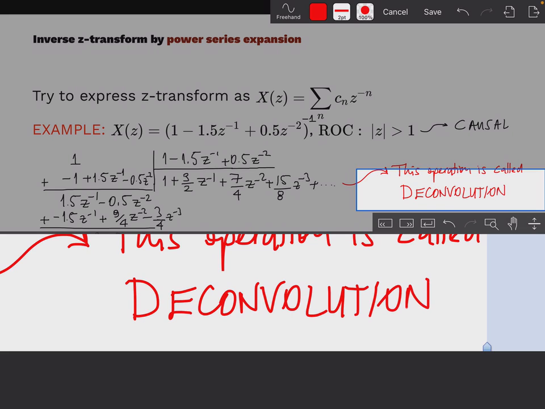You may remember me talking about convolution as a product of two polynomials. So that is, if you multiply two polynomials, you're convolving them, and if you're trying to separate them, so to speak, you're carrying out the exact opposite of that operation, which is called deconvolution.